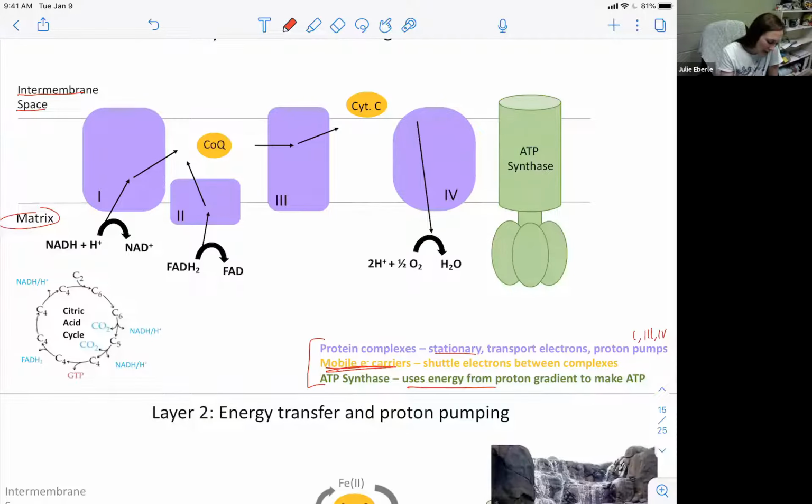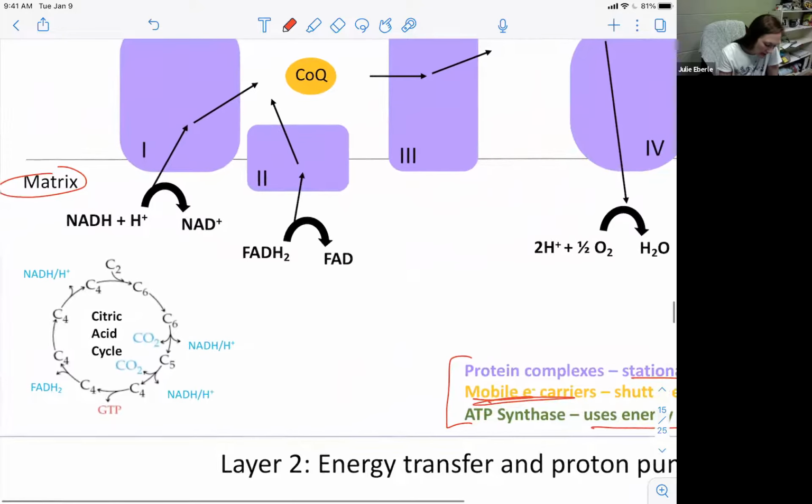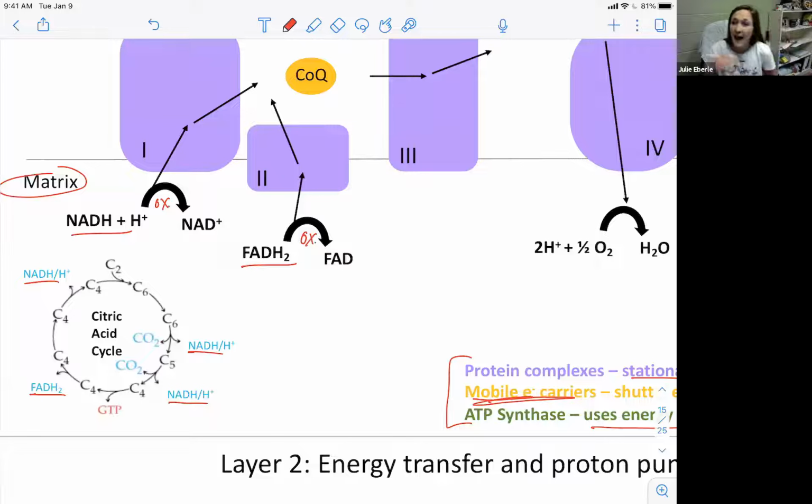All right, so let's actually follow the electrons. What happens is when we run the citric acid cycle, we know we produce NADH and FADH2. And this is all in the matrix. So those coenzymes immediately go to the membrane, and they are going to be oxidized. NADH always goes to complex 1. FADH2 always goes to complex 2. And these are going to be oxidized. You can write oxidized right there, back to their original forms, NAD+ and FAD.